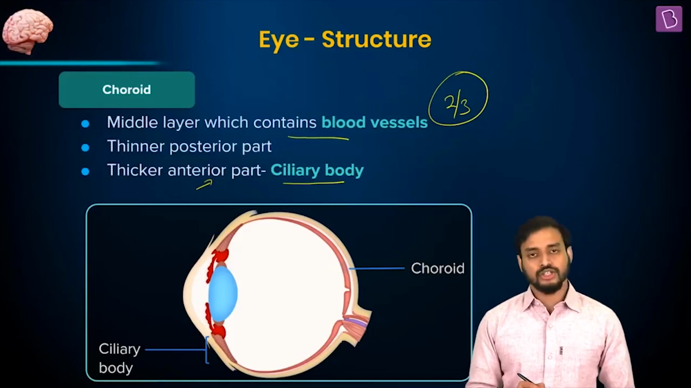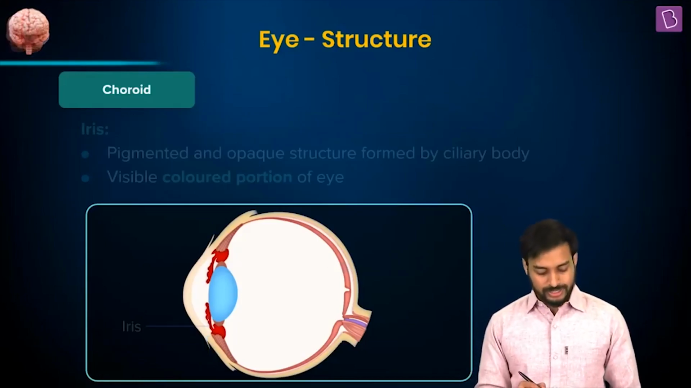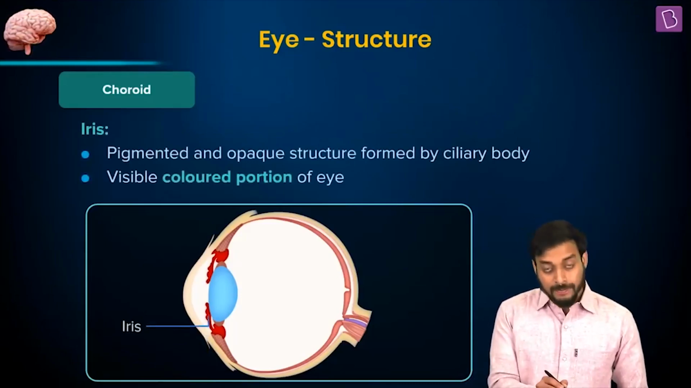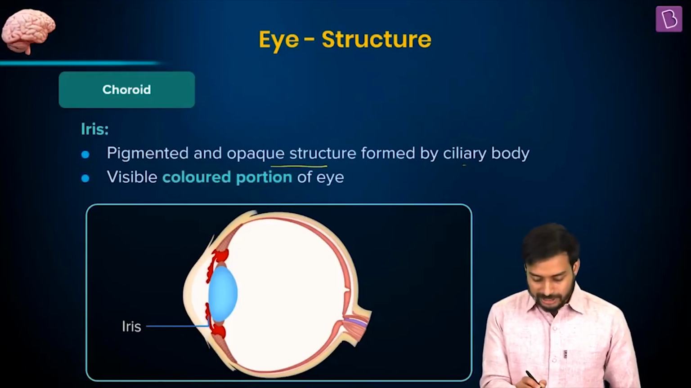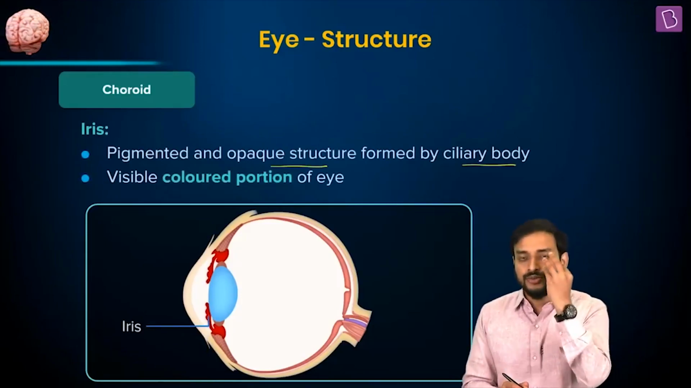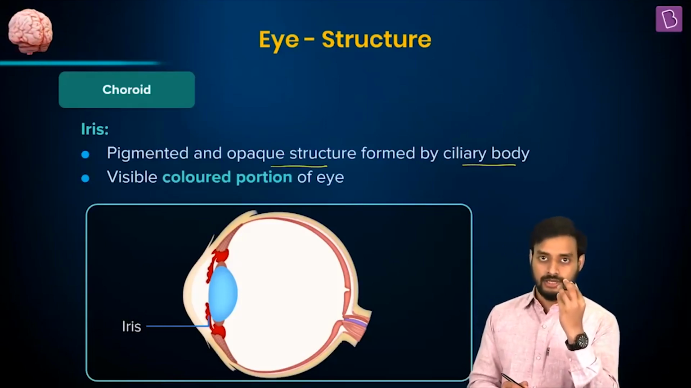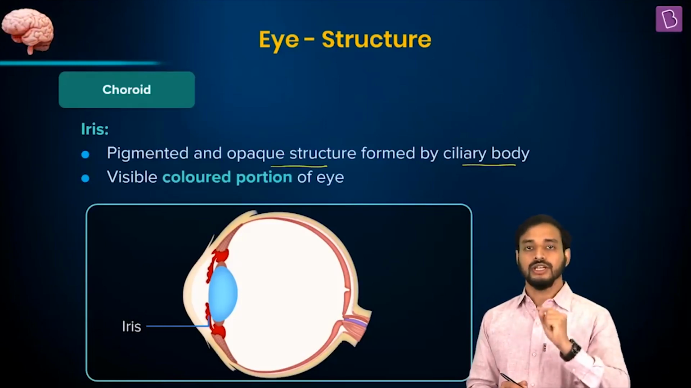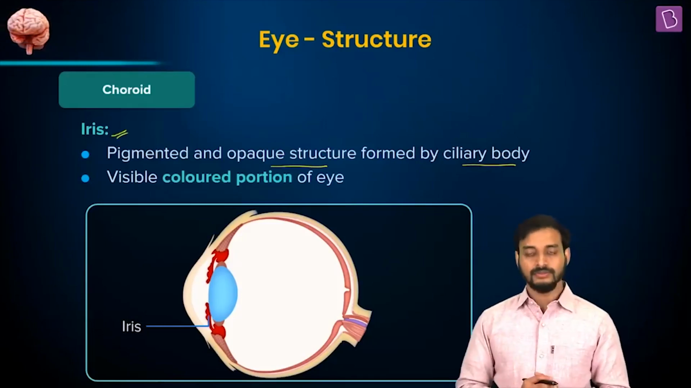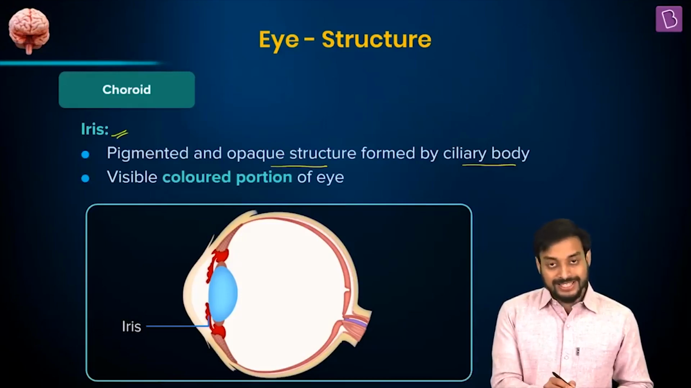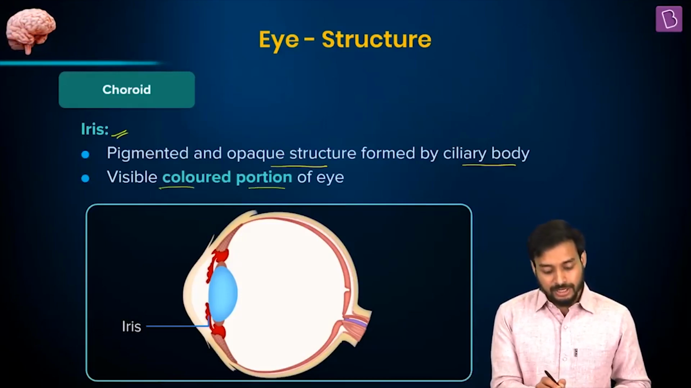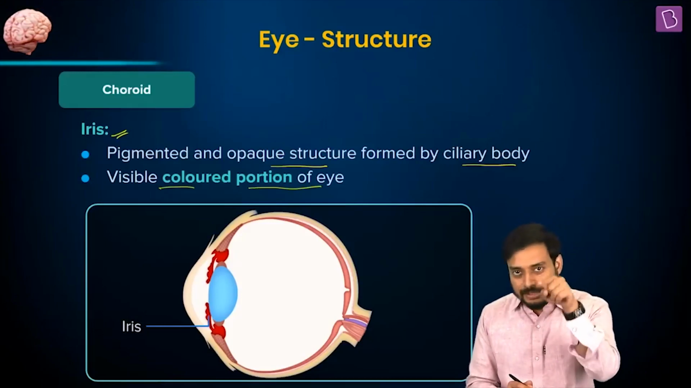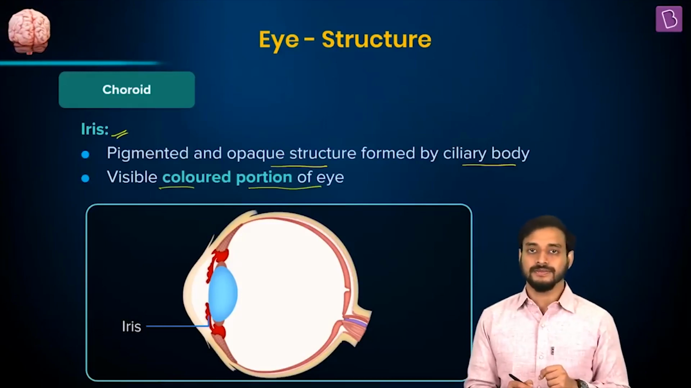Now, let's talk about the iris. So what is this iris I'm interested about? It's a pigmented opaque structure formed by the ciliary body. The ciliary body continues forward to form a pigmented opaque structure, which is the iris. This is actually the visible colored portion of the eye. The color that you see of the eye is basically the color of the iris.